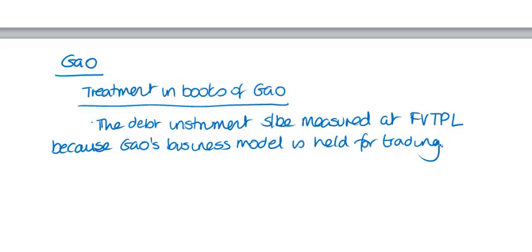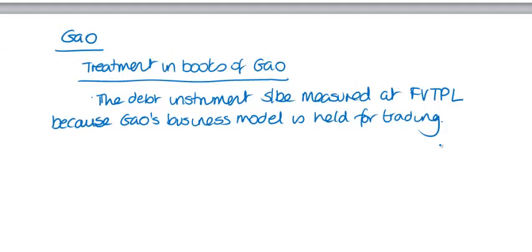Now remember, our business model test says if it is our intention to collect the cash flows from the debt, then you choose amortized cost. But we've failed that. Held for trading is we bought it with the intention of selling it. So it's failed the business model test. Therefore, you've got to use fair value through profit and loss.